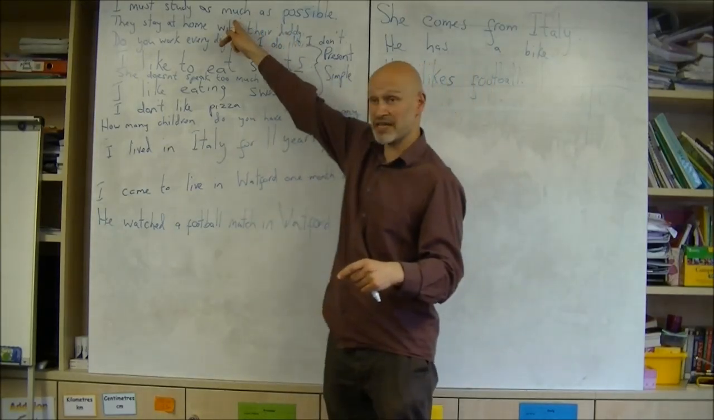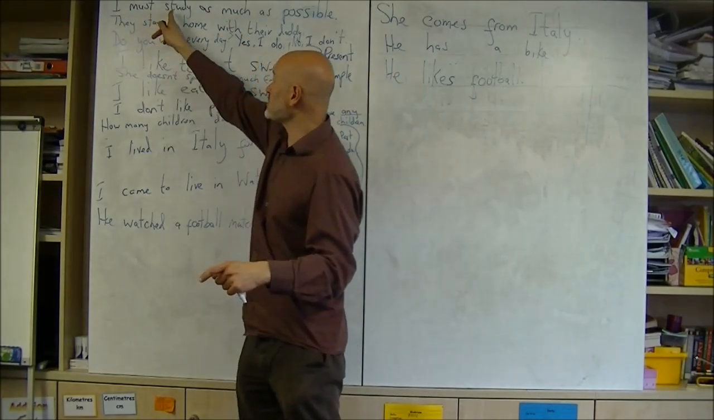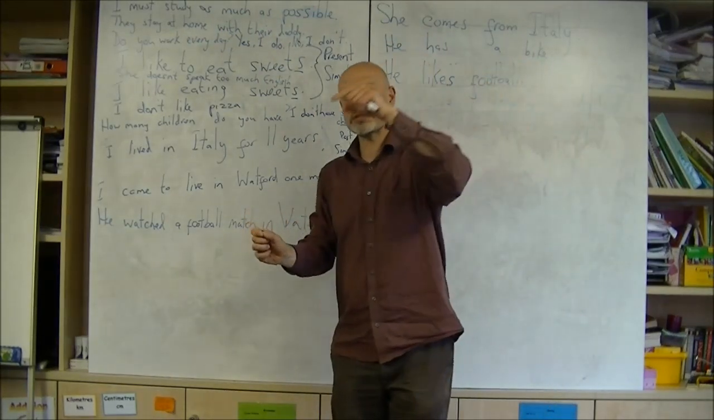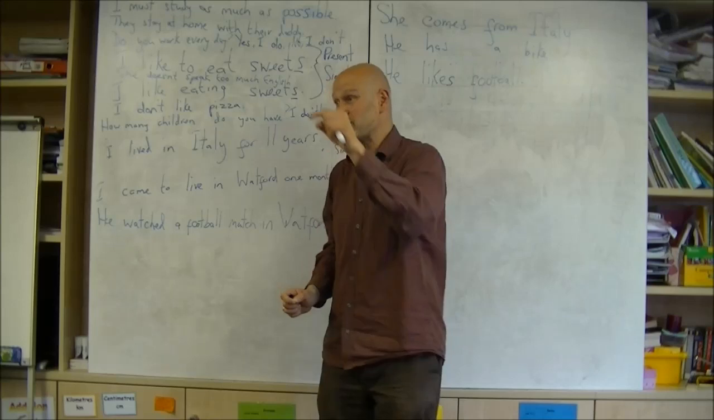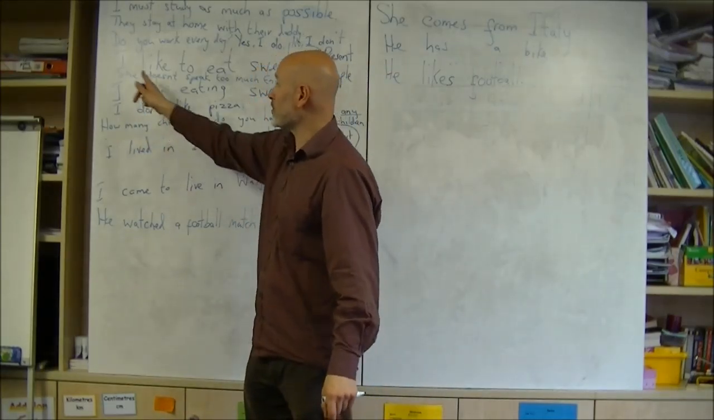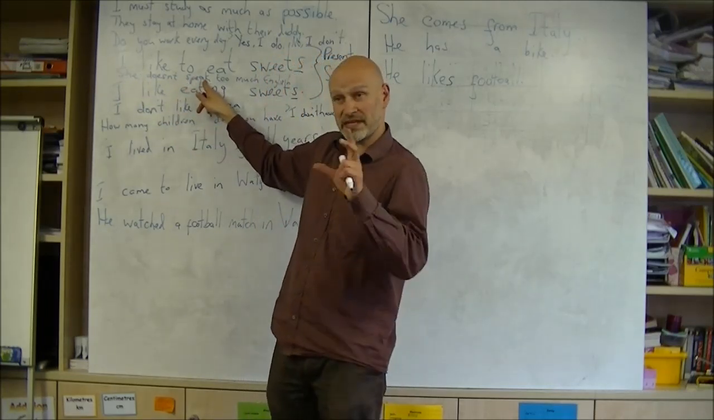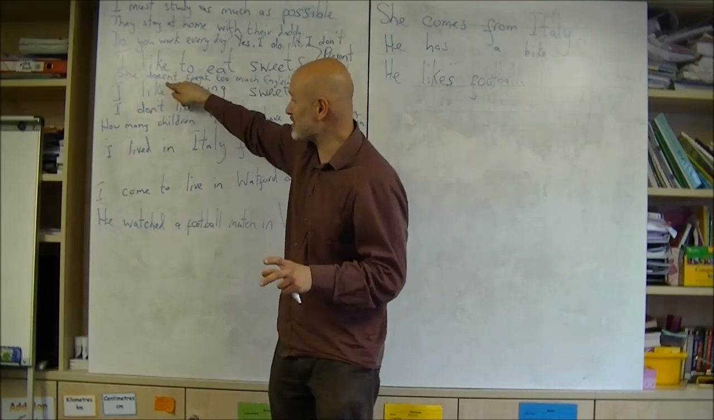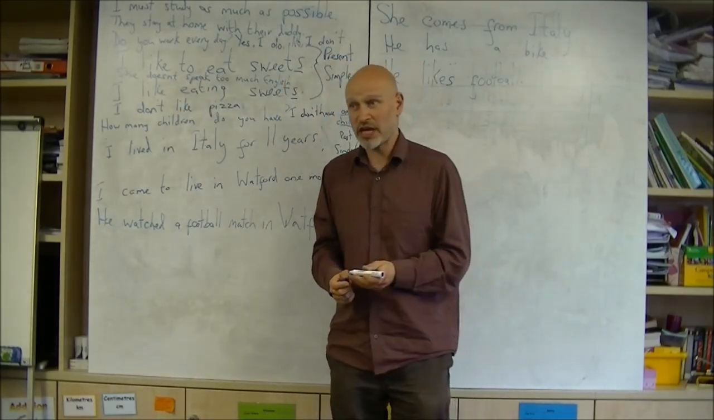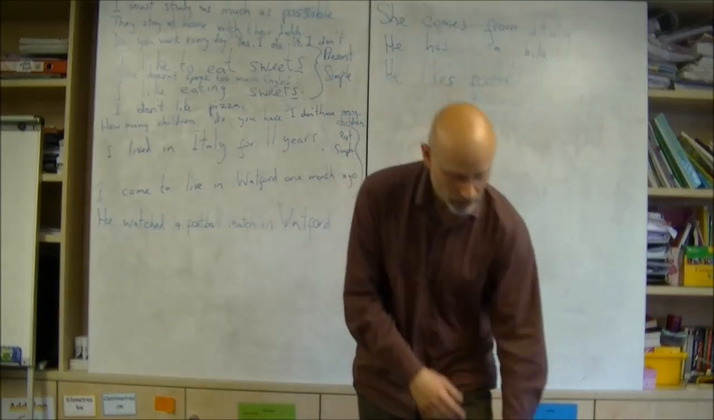Positive sentences in the present we use I must study, she comes. But as soon as you put a sentence from the present simple into the negative, we say I don't like, but she doesn't speak. So this verb stays first person, and it is the little verb called the auxiliary verb that changes. Okay? So that was a very important sentence. Thank you.